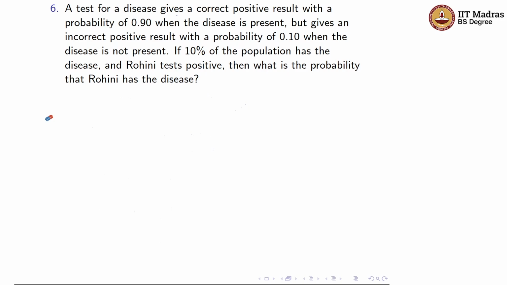Question number 6. A test for a disease gives a correct positive result with a probability of 0.9 when the disease is present, but gives an incorrect positive result with the probability of 0.1 when the disease is not present. If 10% of the population has the disease and Rohini tests positive, then what is the probability that Rohini has the disease?